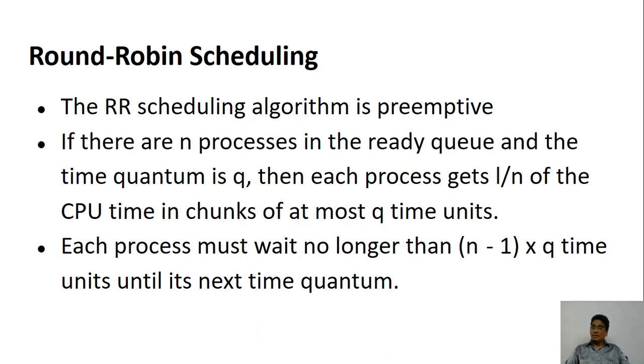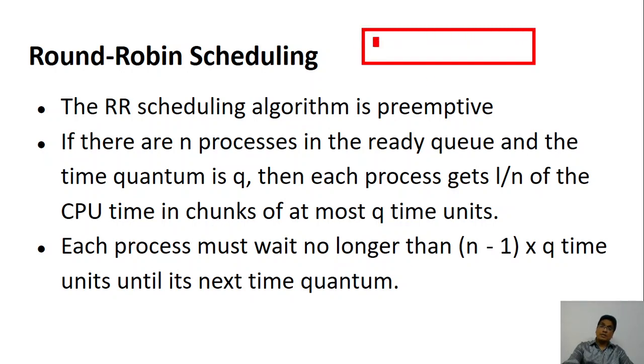Round robin scheduling is a preemptive scheduling. Suppose you have n number of processes in the ready queue, then each process will get a time of 1 over n. If you have played a cricket match, you know how everybody gets 1 over. Everybody has to be given a chance. The total is 3 hours, and everybody will be given 1 over. So same thing here: n processes are waiting, and 1 over n is given.